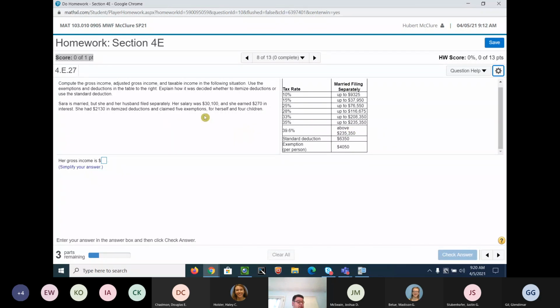Her salary was $30,100, so I'm going to write that down. Salary is $30,100. And it says she earned $270 in interest. She has $2,130 in itemized deduction. Itemized deduction is equal to $2,130. Now let's go ahead and take care of one thing.